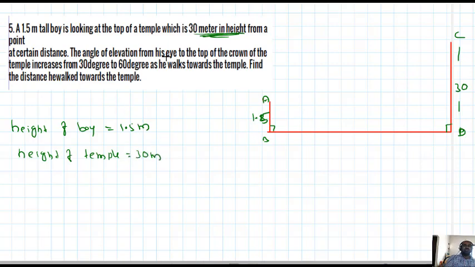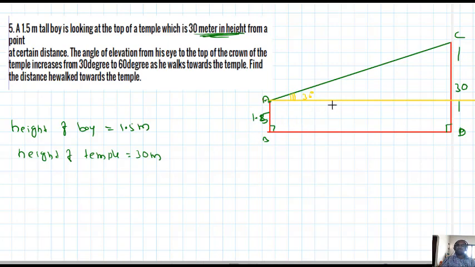Okay, the angle of elevation from his eye to the top of the temple increases from 30 degrees to 60 degrees as he walks towards the temple. Initially, students listen now, this is the observer's eye. Join the observer's eye and the object, the top of the temple. So this is called the vision ray. We need to draw the horizontal ray. Now the angle between the vision ray and the horizontal ray is called the angle of elevation. So what is the angle? 30 degrees.